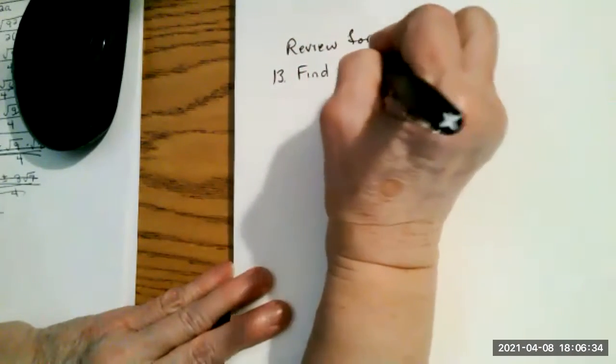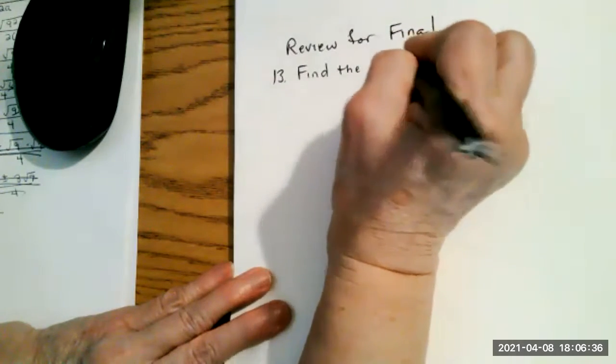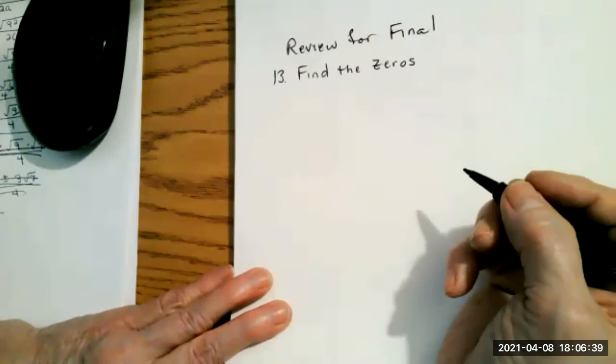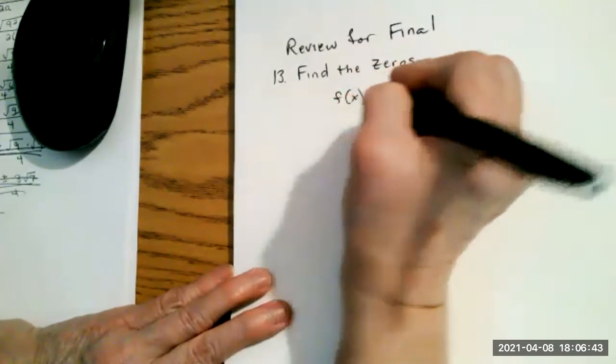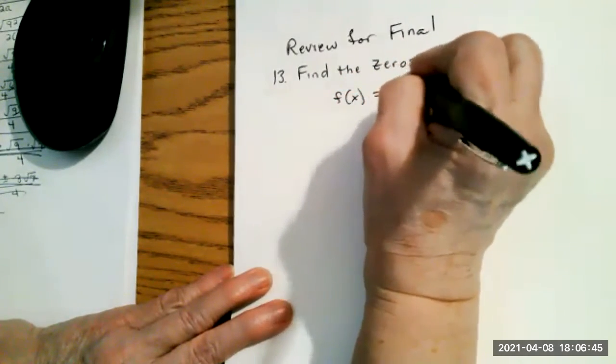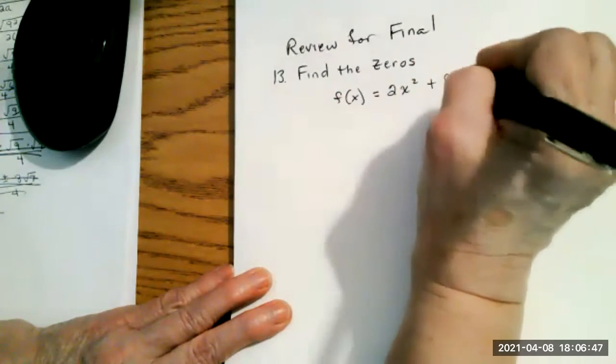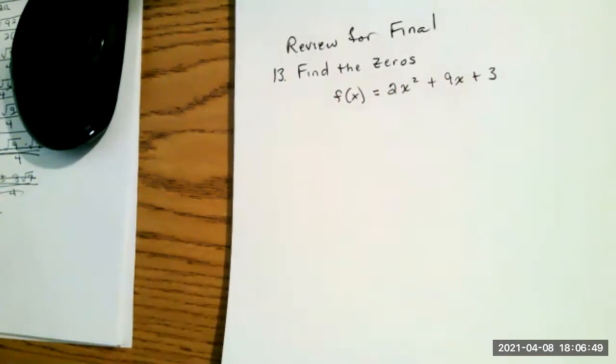Find the zeros. Okay, now we're used to doing that because we've been doing that right now. f of x is equal to 2x squared plus 9x plus 3. So if I could factor it, I could set each of the factors equal to 0 to get my zeros.